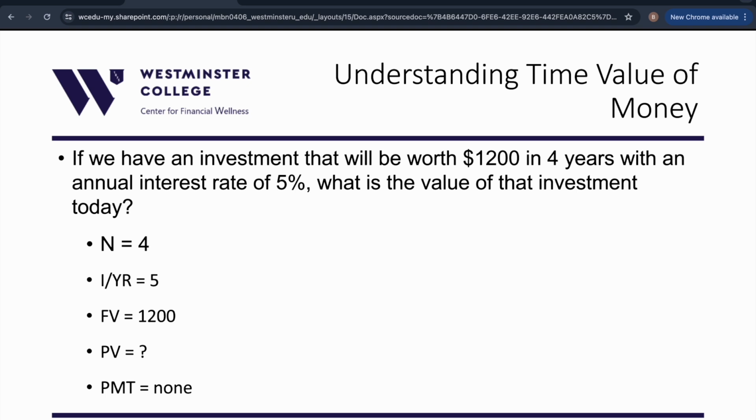So we go ahead and we recognize that here we see our time period is 4 years. So our N equals 4. Next, we see that we have an annual interest rate of 5%. So our I per YR, our interest rate per year, is 5. The investment is worth $1,200 in 4 years. So that tells us that it's a future value of $1,200. Now let's switch over to the calculator to see how we can calculate this present value.